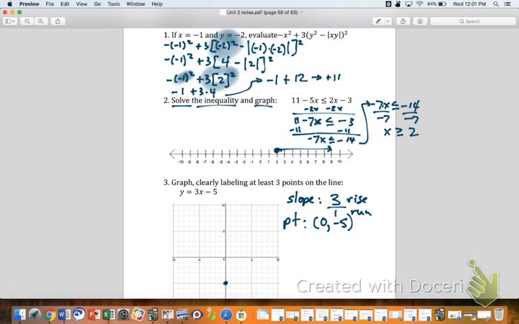Let's try that again. So rise 3, run 1. There is a second point. And I could do it again. Rise 3, run 1. There is a third point. I'm always going to try to connect these with a nice straight line. And I always put arrows on the end as well. All right, look at the whole thing. Questions?